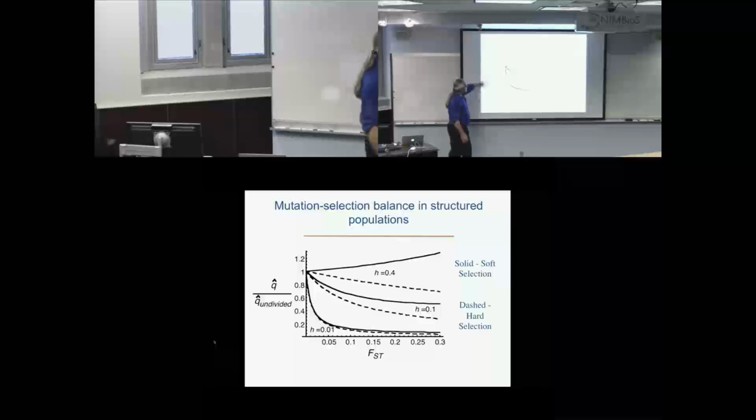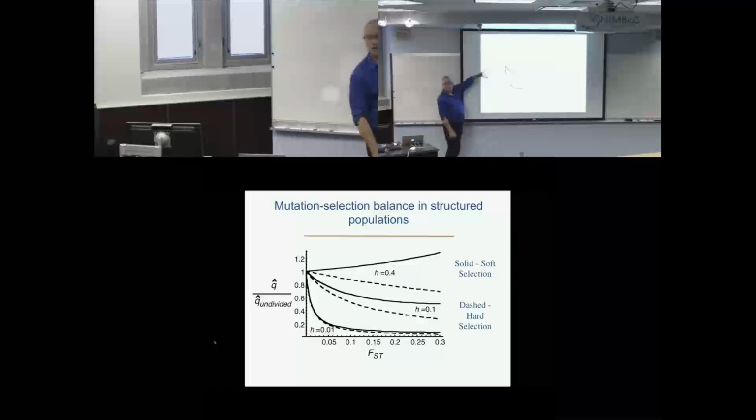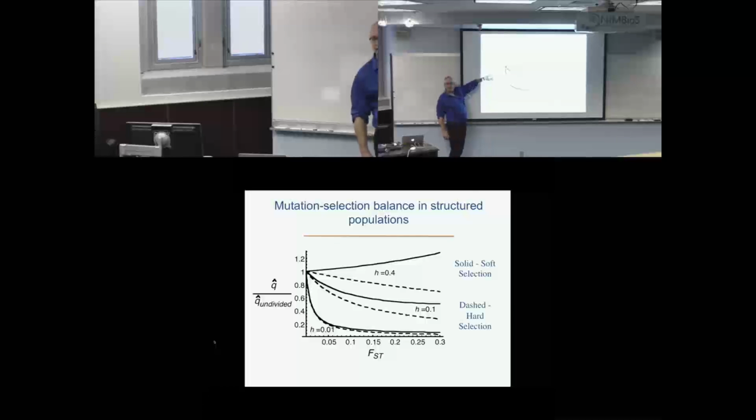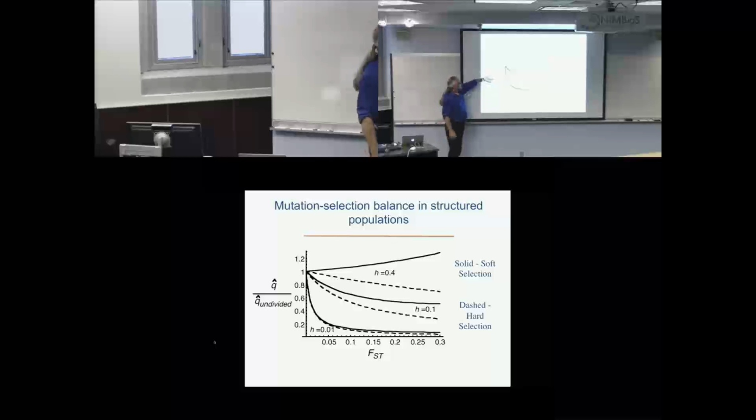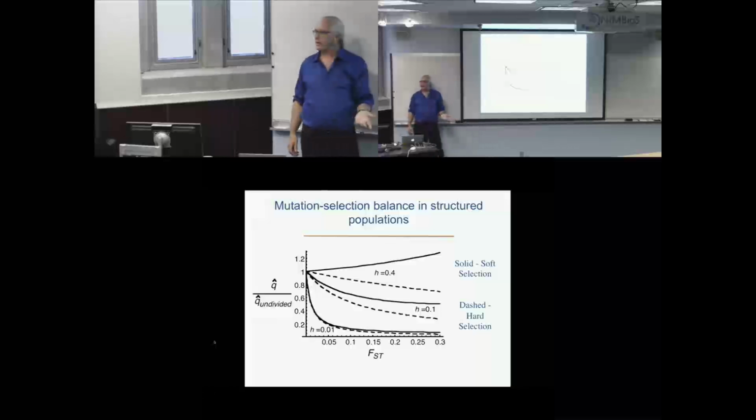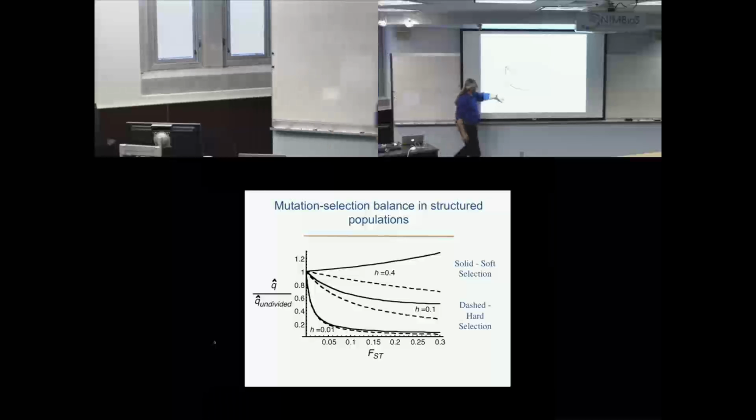Okay, so in each of these graphs, I'll have FST on this axis. I'll show you the relative value of something over here. In this case, the frequency of the deleterious allele at mutation selection balance. So this is the equilibrium frequency of a bad allele, divided by what it would have been in a population that had FST of 0, an unsubdivided population. Okay, so these are all going to converge at 1 when FST goes to 0. Otherwise, I screwed it up, but I'm pretty sure I didn't. All right, so that's, okay.